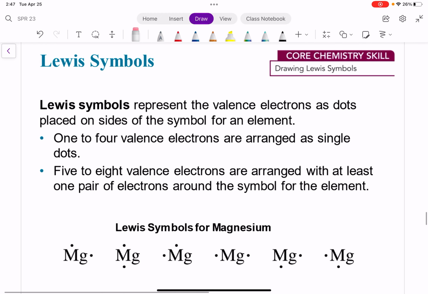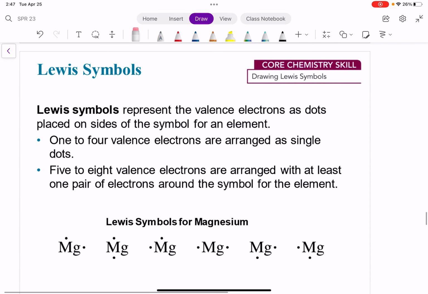Okay, Lewis symbols. So Lewis symbols are cool. What Lewis symbols do is they represent the valence electrons as dots placed around the sides of the symbol for an element. So if the element you're trying to represent is magnesium, here's our symbol. And then around that symbol, we're going to place our valence electrons as dots.